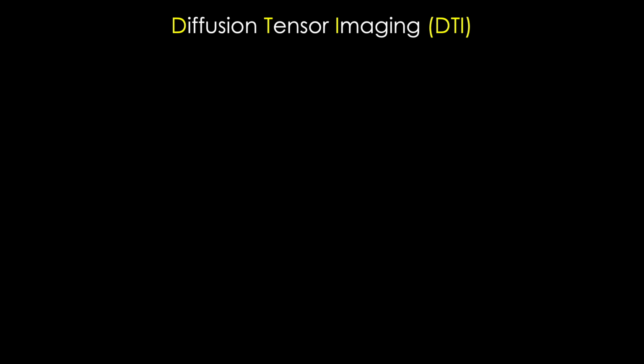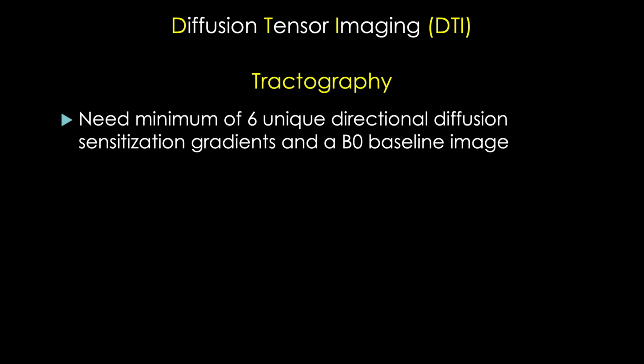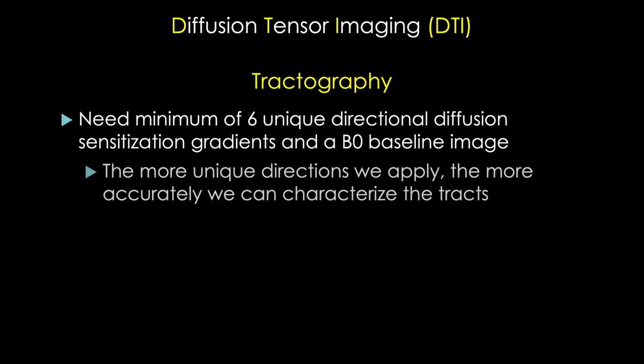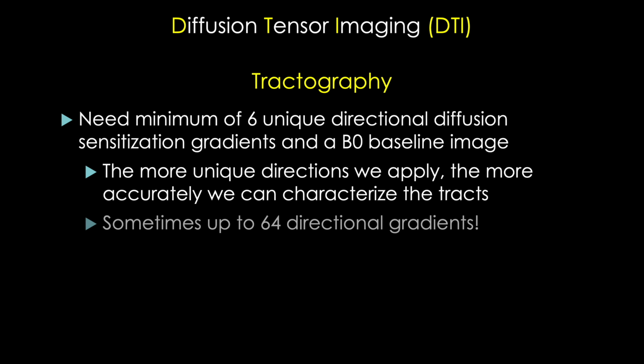So while we need a minimum of 6 unique directional diffusion gradients and our B0 image to perform diffusion tensor imaging, in order to perform tractography and to give us the accuracy we need to use this clinically to perform things such as surgery, we're going to need more gradients, a lot more. Because the more unique directions we can apply our gradients, the more likely we'll approach that true direction of the tract and the more accurately we can characterize them. This means sometimes employing up to 64 unique directional gradients for one exam, shown here.